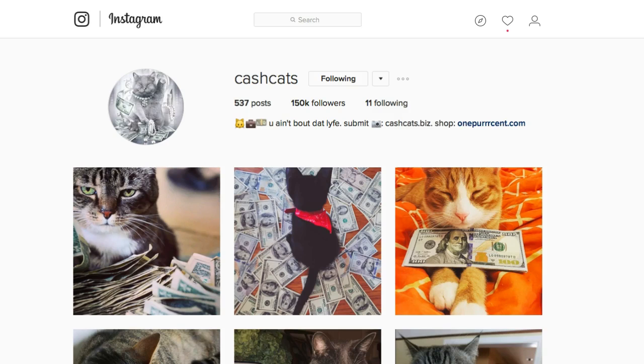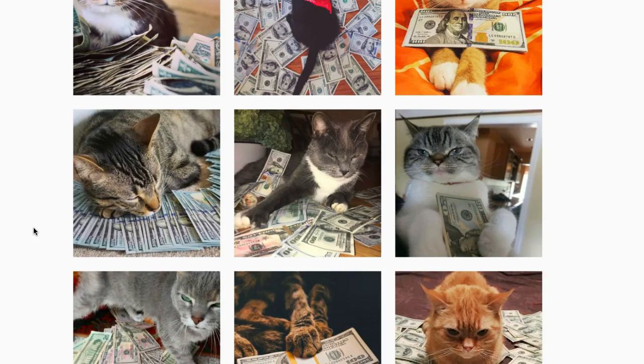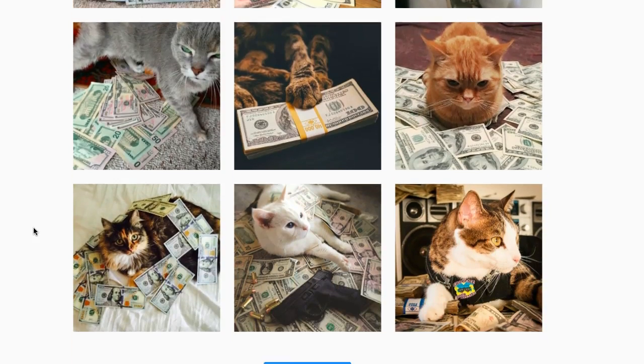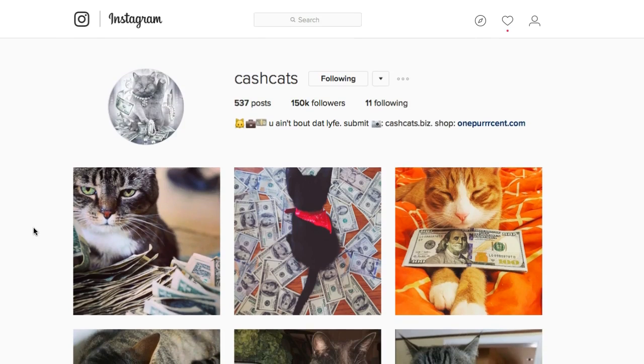And little fun fact, on Instagram, there's something called cash cats, right? If you like getting cash for the candy store and you like cats, you would love the cash cats. Look at that. Kitties. Money. Bam. Check them out. Cash cats.